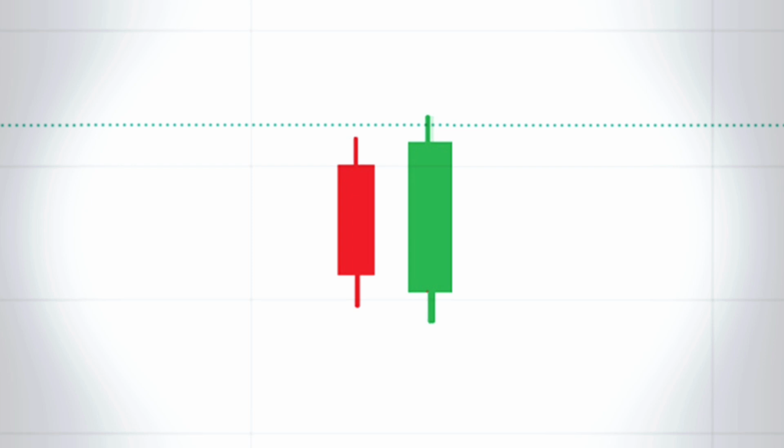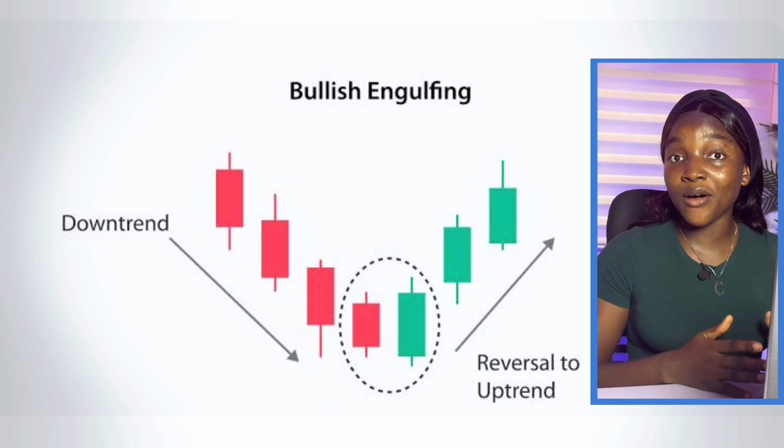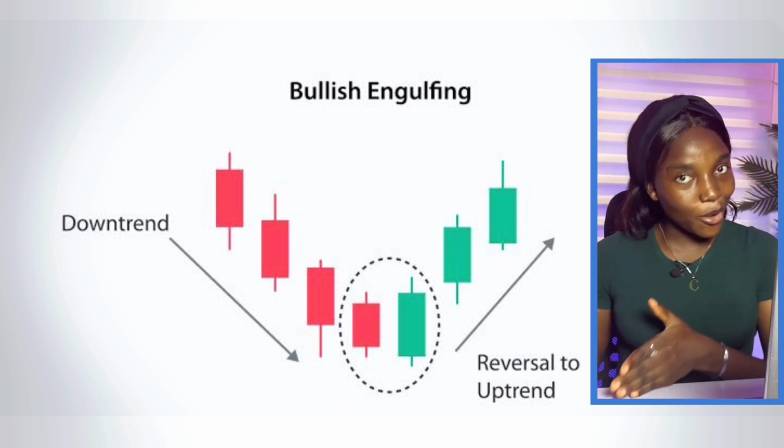Always note that the body of the second candlestick is larger than the body of the first candlestick, and the body of the second candlestick completely covers the first candlestick from open to close. Another thing that should help you identify a bullish engulfing pattern when you see it on the chart is that it is usually located at the bottom of a downtrend. And note that it signals potential reversal from the downside to the upside.